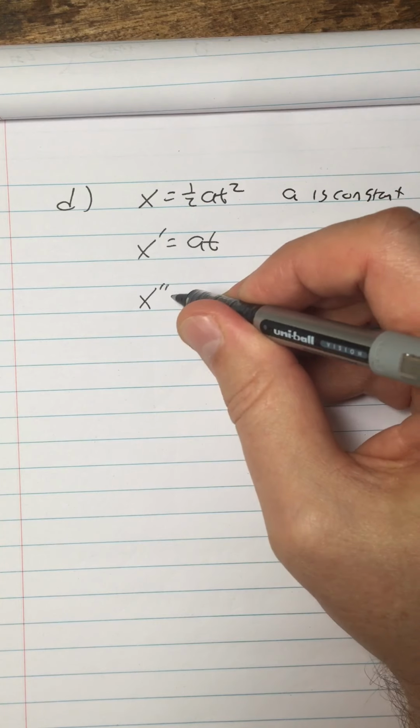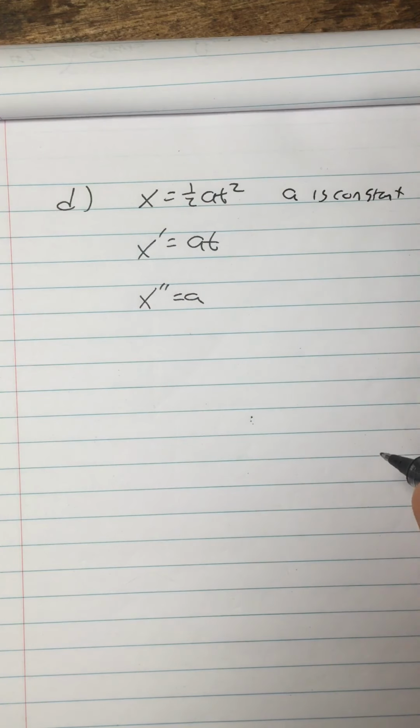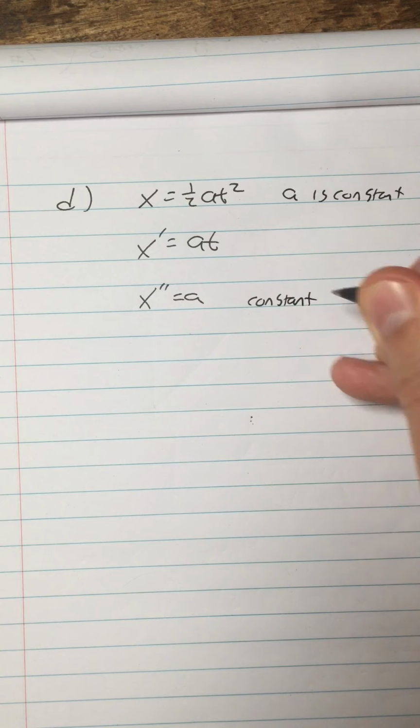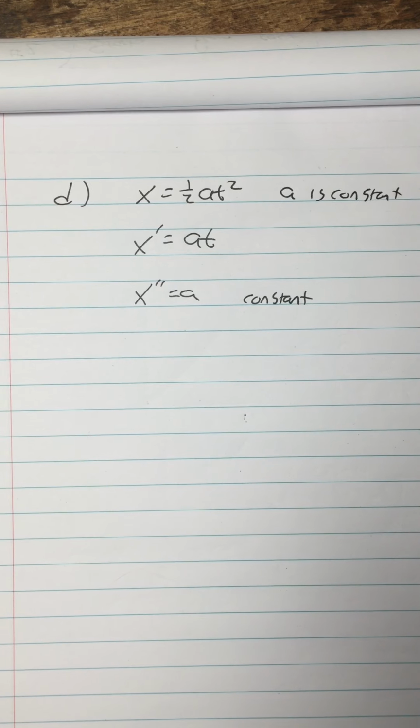So then x double prime is equal to a, so we get not only that a is constant, but it is the a of the equation 1/2 at squared. So that is constant because it does not depend on t. All right, that's part D. Now we're going to start talking about part 4, number 4, which is really going to lead us into the calculus part. Notice we have not done any calculus yet. We've done geometry and very basic physics.